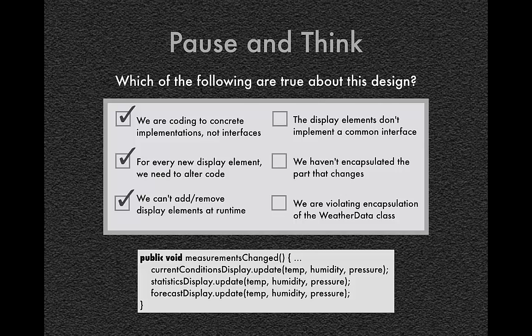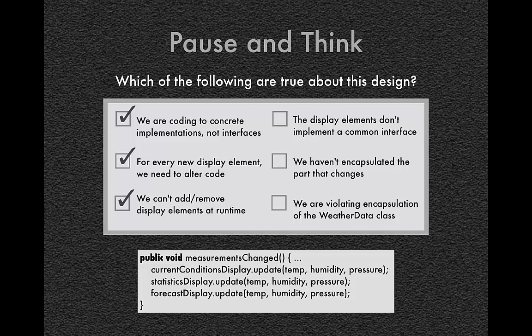In the next column, we have an assertion saying that the display elements don't implement a common interface. Is this true? Well, it certainly looks like they all implement the method update, which takes 3 values: temperature first, then humidity, then pressure. So from this perspective, they do seem to implement a common interface. Now that doesn't mean that a Java interface necessarily exists for the update method, but based on what we see here, it wouldn't be difficult to create one.